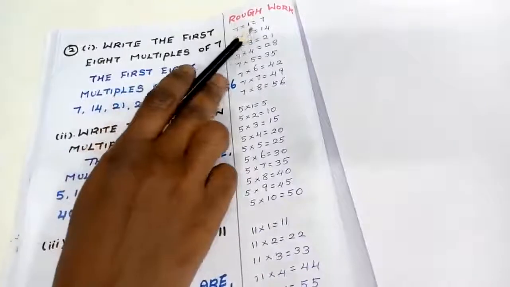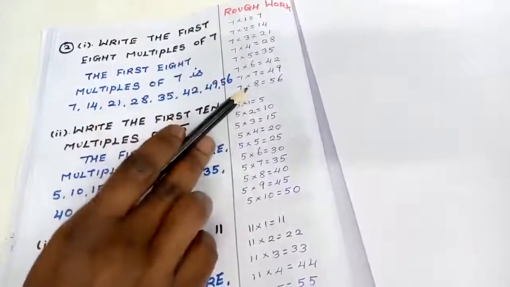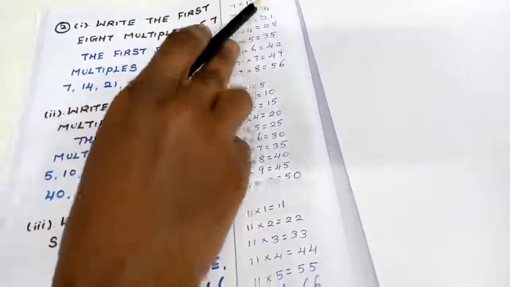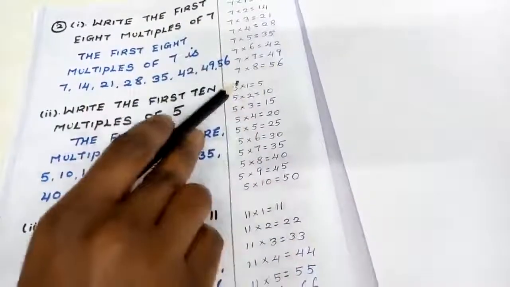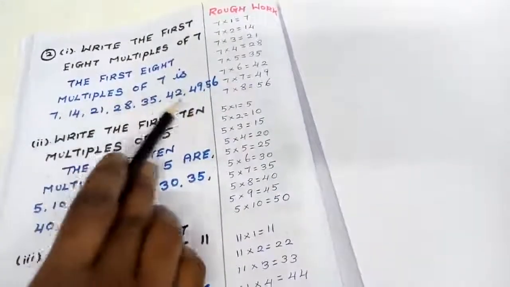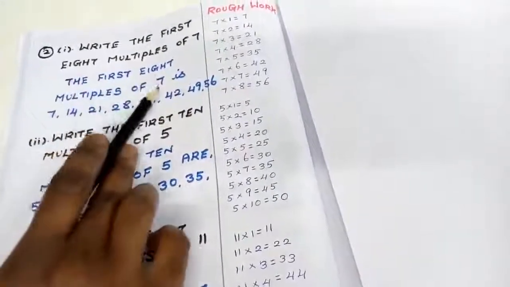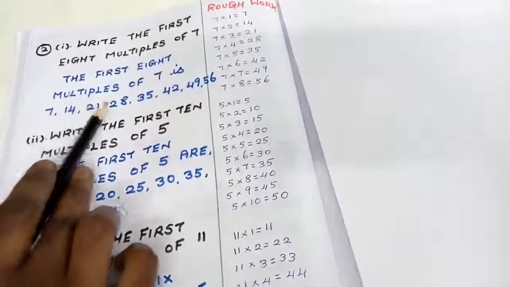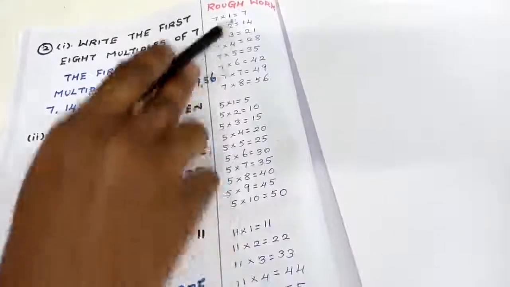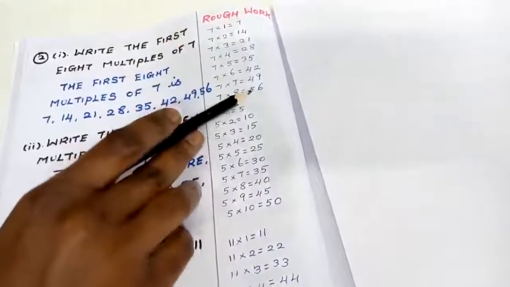7 ones are 7. Starting from 1 to 8, you are going to multiply the value with the table 7. So 7 ones are 7 to 7 eights are 56. I will be calculating, and whatever answers I get, I am going to write here. That is, the first 8 multiples of 7 are 7, 14, 21, 28, 35, 42, 49 and 56. And those are the answers we are getting in the 7 table.